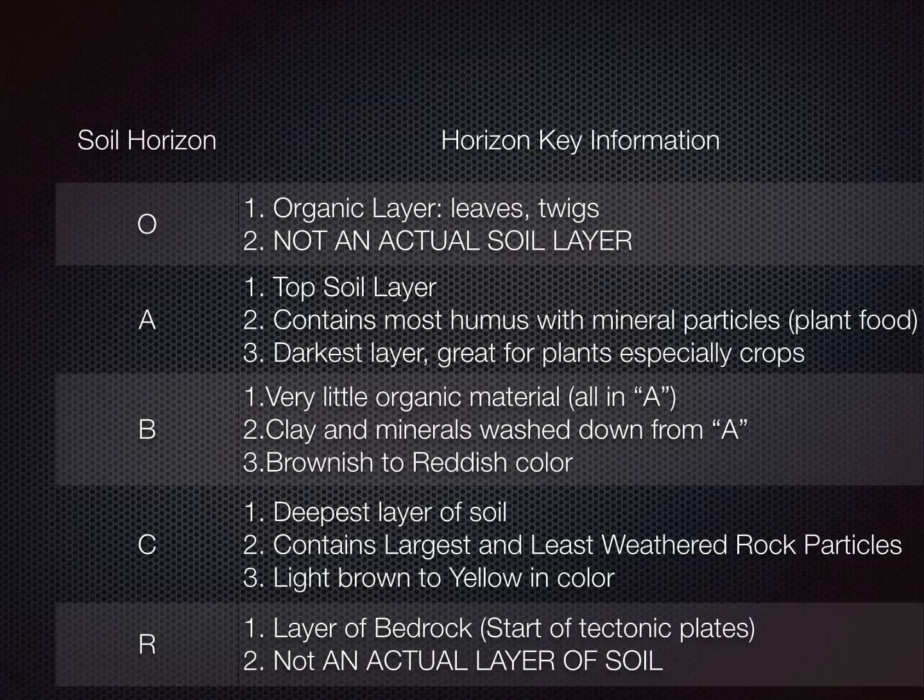The next layer down is B. There's very little organic material in B. It's all in A, meaning the plants take it in A. So the leftovers go to B. It's kind of like a hand-me-down when you're brothers and sisters and you're wearing their clothes and you get the leftovers. This layer is mostly filled with clay and minerals washed down from A, and the color is a brownish to reddish color.